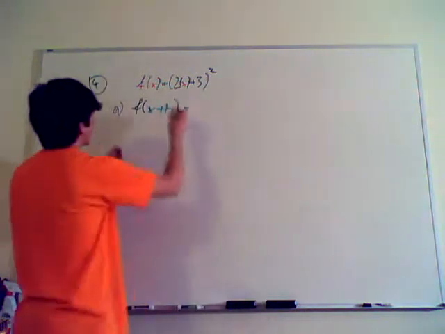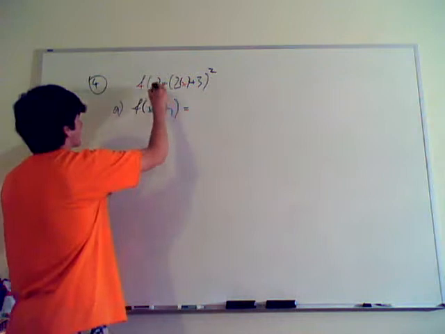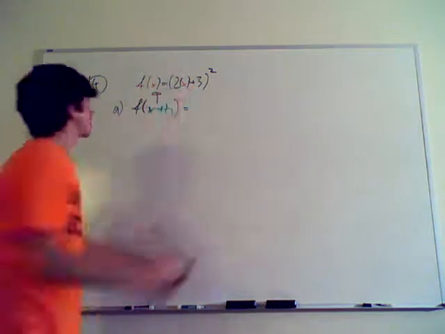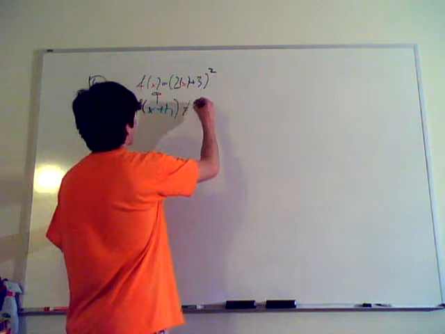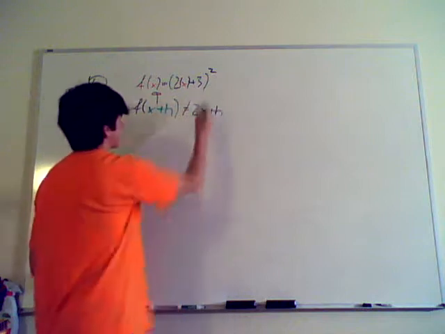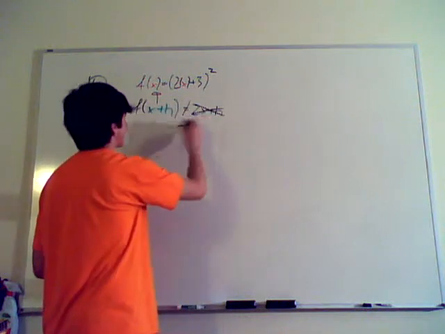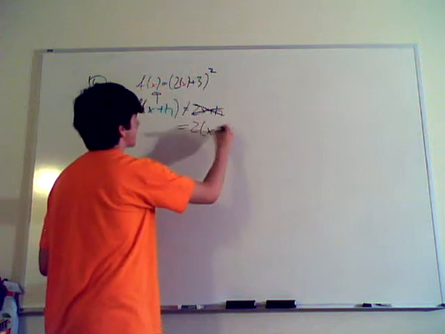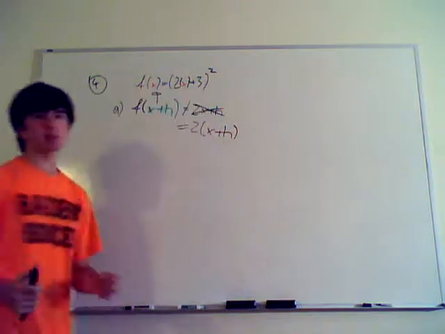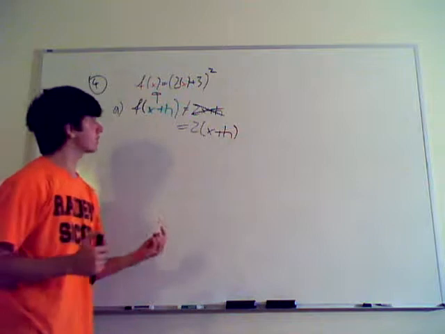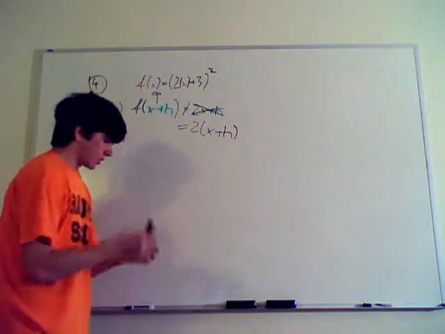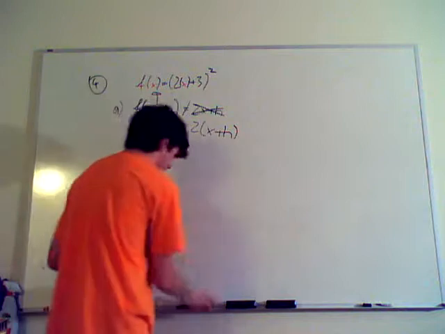Right? This goes into here. So you put the whole thing inside of the x. So that does not mean 2x plus h, okay? It's not right. It means 2 times parentheses x plus h, because the whole thing goes inside of the x. So for this you would have to use parentheses.